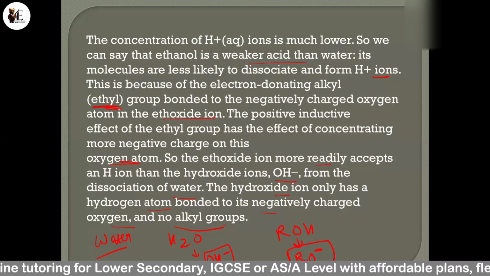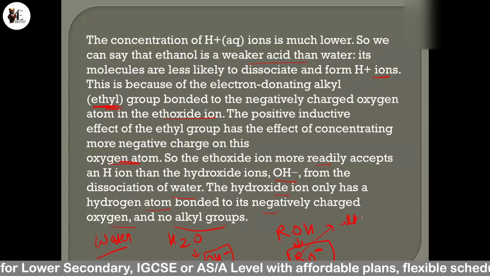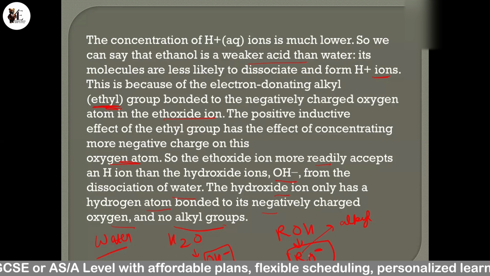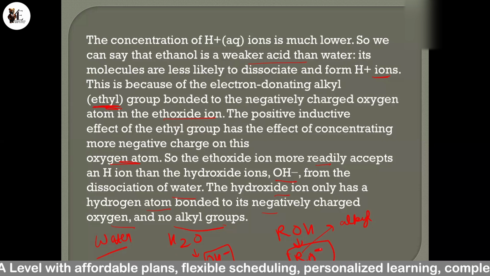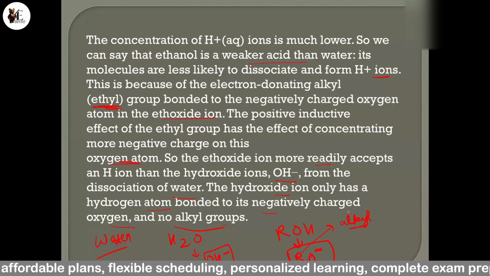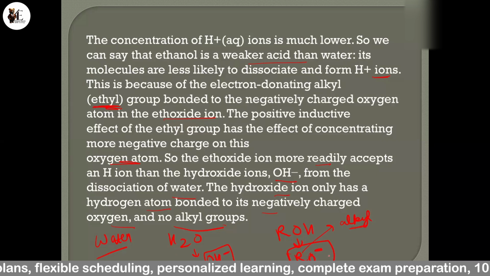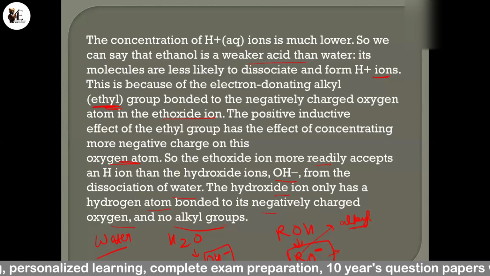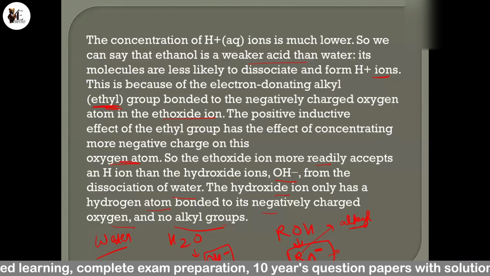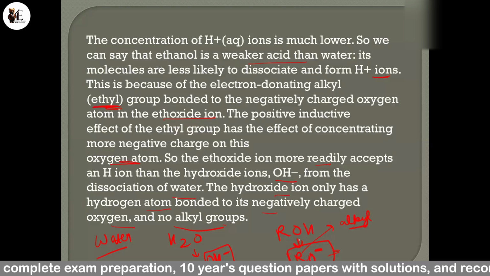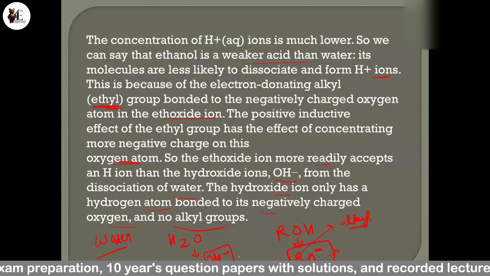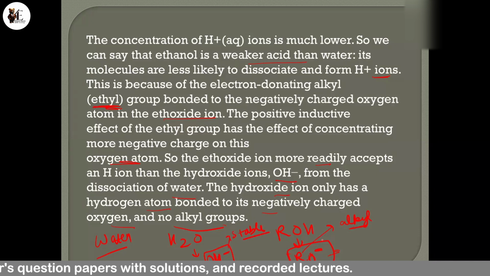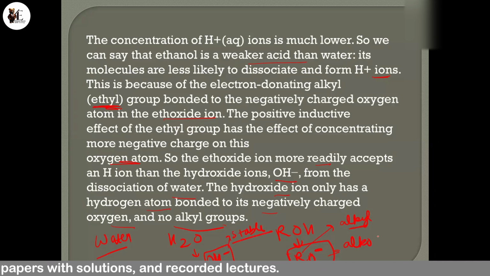R is your alkyl group, which is an electron-donating group. Oxygen has a negative charge on it, so the alkyl group donates electrons to it, which destabilizes it. While in the OH- ion, oxygen is attached to only hydrogen, which is not donating electrons to it. So if we see the stability, the hydroxide ion is more stable compared to the alkoxide ion. This is known as the alkoxide ion.